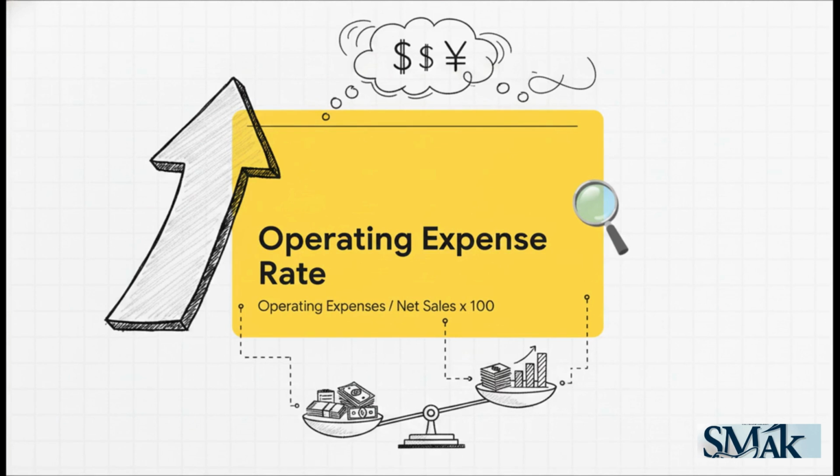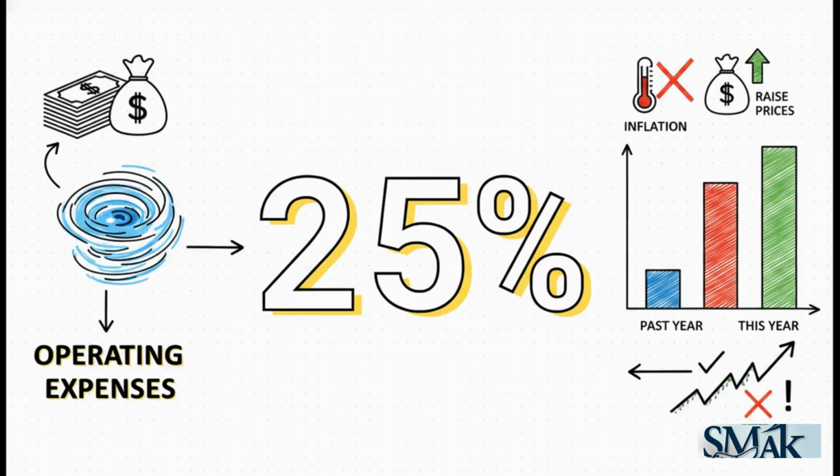So using our baseline data, that means dividing our $150,000 in operating expenses by the $600,000 in net sales. And that gives us a neat 25%. Basically, a full quarter of all our sales revenue is going straight out the door to pay for operating expenses.